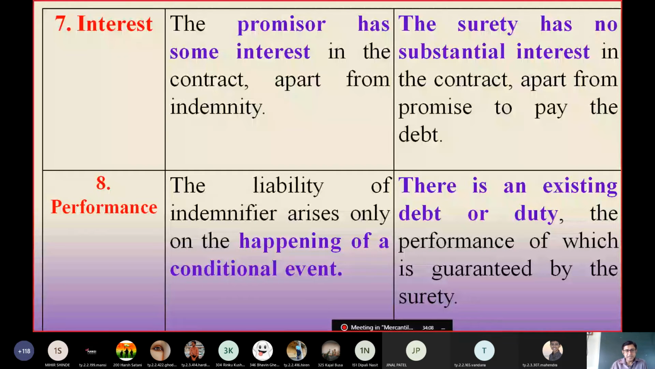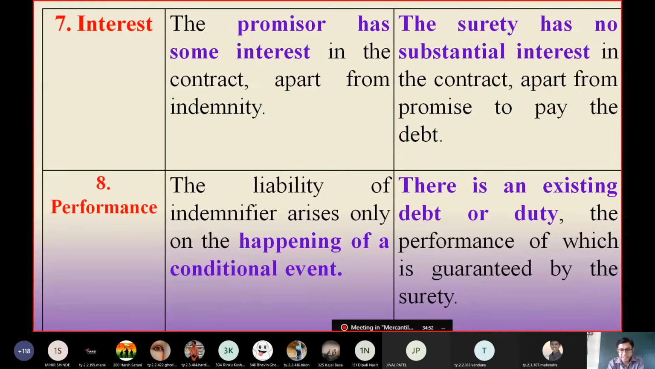Number 8, performance. The liability of the indemnifier arises only on the happening of a conditional event. The insurance company is going to pay only if the event happens. If you have taken vehicle insurance and if any accident happens with that vehicle, then only they are supposed to pay you compensation. Then only does the liability arise to be paid. Such protection is given, so it depends on the future. It depends on the happening of the event. The event may happen, the event may not happen. So there is no fixed liability. This liability is not fixed. It totally depends on the happening of the event, which is conditional.